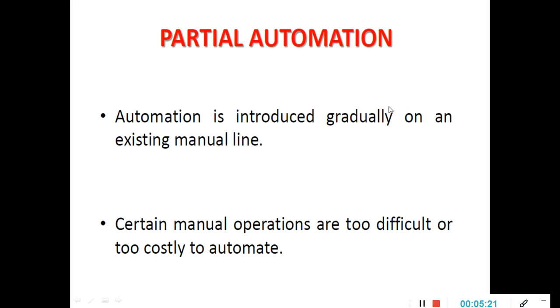Okay. Next, partial automation. What do you mean by partial automation? See here, automation is nothing but, as I told, the integration of the different traditional engineering fields like electrical, mechanical, computer science, electronics, right? So sometimes it is not possible to make the entire factory automated. Sometimes it is not possible to make the entire company automated. There may be many reasons.